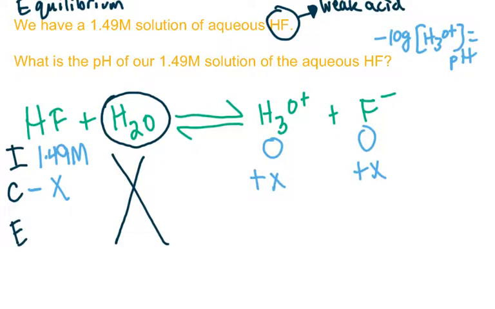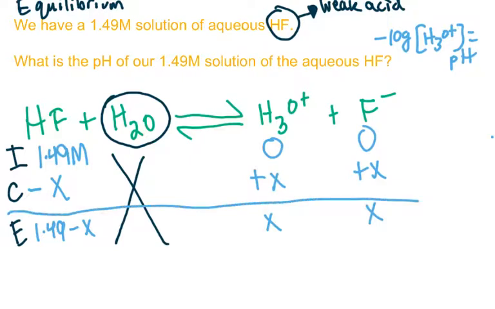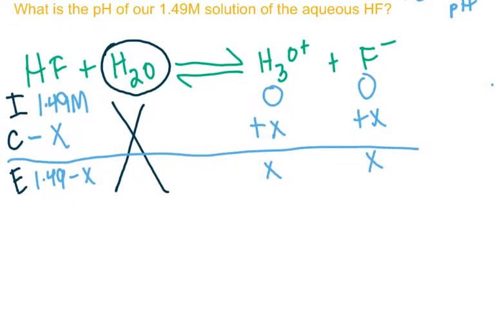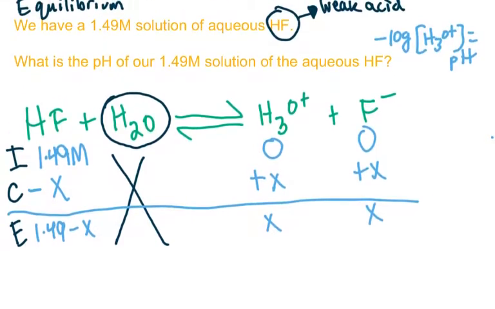So then our equilibrium section of our ICE table is pretty much just adding these rows up. This is going to be 1.49 minus x, and this is going to be 0 plus x, which is just x, and 0 plus x, which is just x. This is what our goal was, to get our equilibrium section of our ICE table.